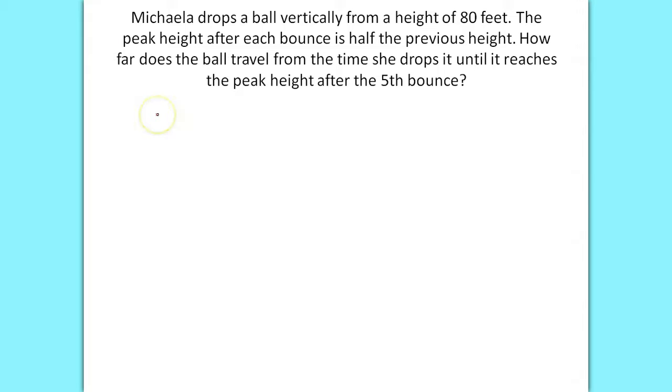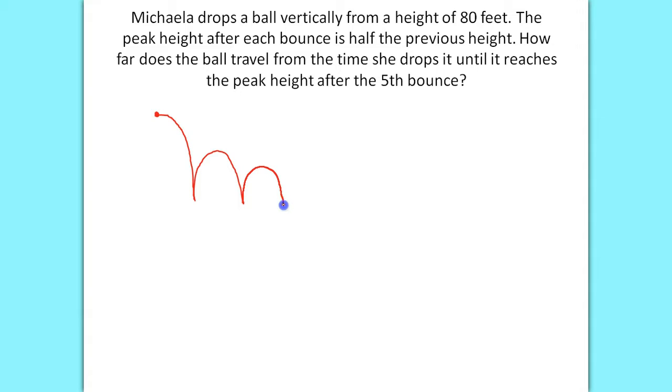So we're going to draw kind of what's going on. Michaela, let's say the ball starts here. She's going to drop it, and it's going to come down wherever the ground's at. And it's going to bounce back up, and each bounce is half the previous height. So the next bounce will be about there. The next bounce will be there, and it'll come up about half that high the next time, and so on.